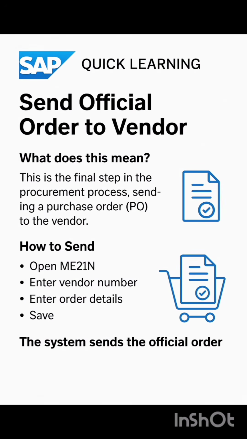Another use of ME21N is send official order to vendor. What does this mean? This is the final step in the procurement process, sending a purchase order to the vendor. How to send? You have to open ME21N, then enter vendor number, enter your order details, save your purchase order, then system sends the official order automatically to the vendor. In this way, your required order will be sent to the official vendor.